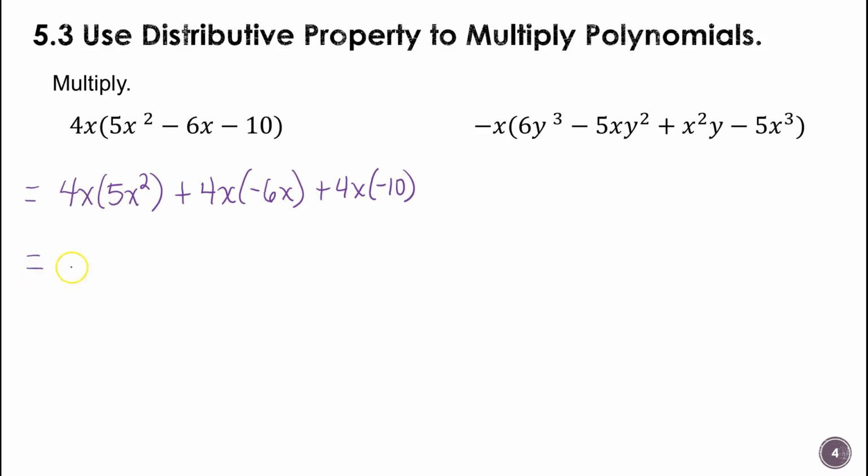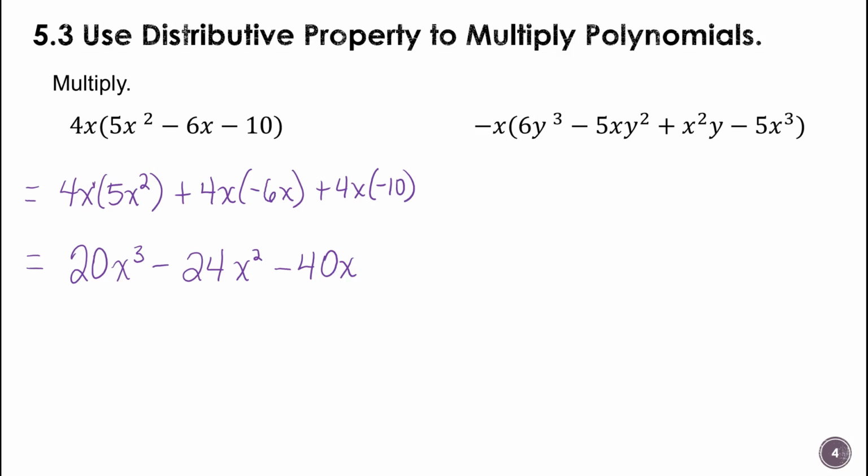So we have 4 times 5 is 20. Add the exponents on the x's, that's x to the first, so it's x to the third. And then we have 4x times negative 6x, so that's negative 24. And that's x to the second because both have an exponent of 1. And then I'm going to have 4x times negative 10, so that's negative 40. And then we just keep the x.